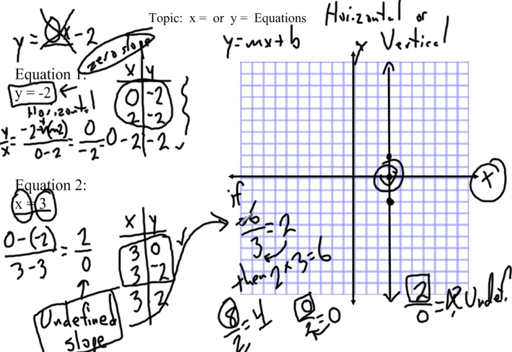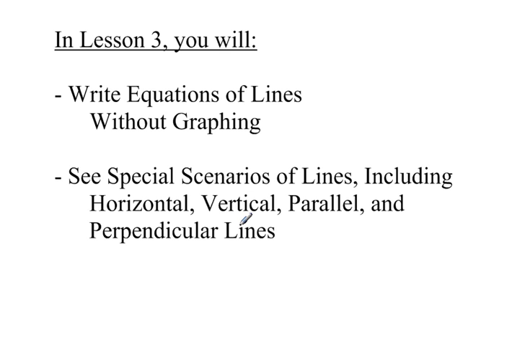Alright, next page. We're done. In lesson 3, on the next section we're going to do together, you're going to write equations of lines. And you're not going to use graphing on this. You're just going to write the equations given some information. And you're going to see some special scenarios, such as more about horizontal and vertical lines, which we just talked about, and parallel and perpendicular lines. So that's it for lesson 2.